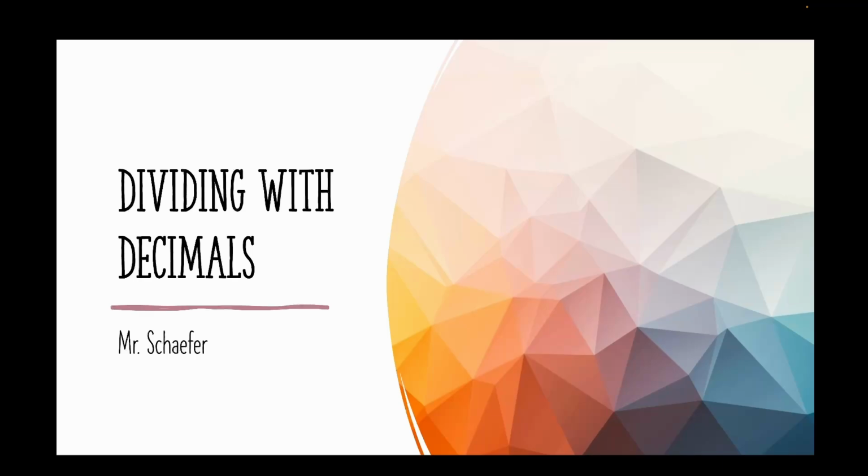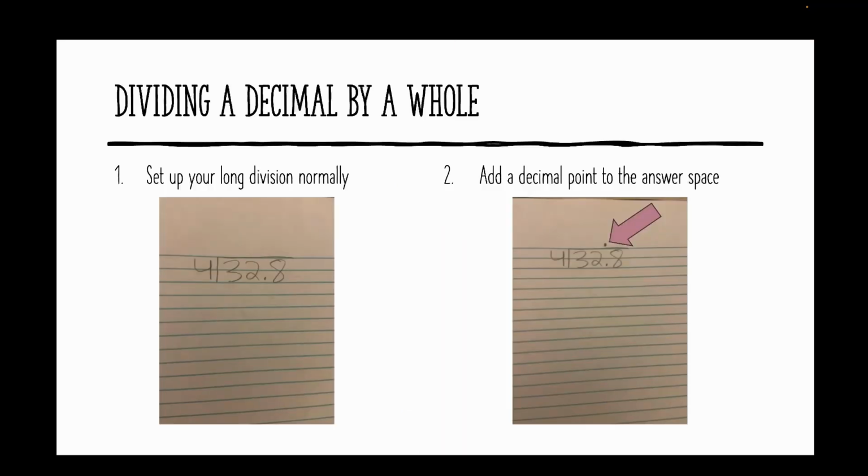You're going to need a pencil and paper for the end of this lesson, so go ahead and pull those out now. Specifically, today we are going to be talking about dividing a decimal by a whole number. For our example today, we are going to be doing 32.8 divided by 4.